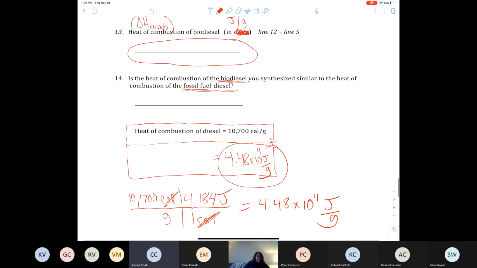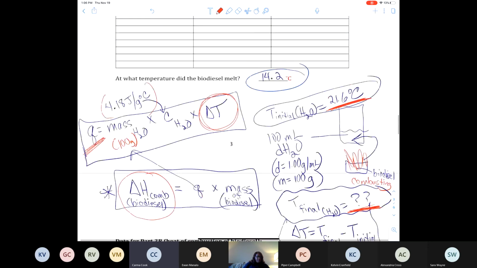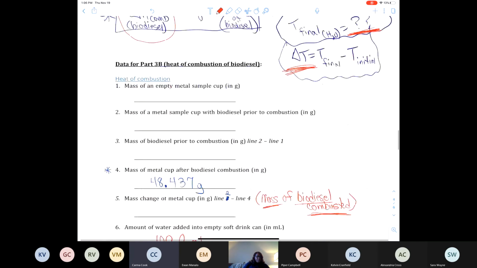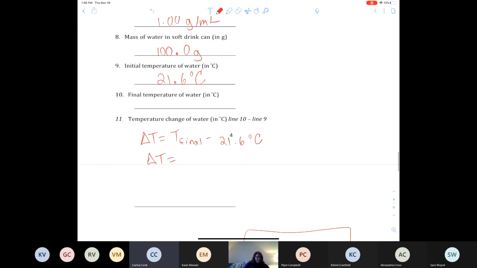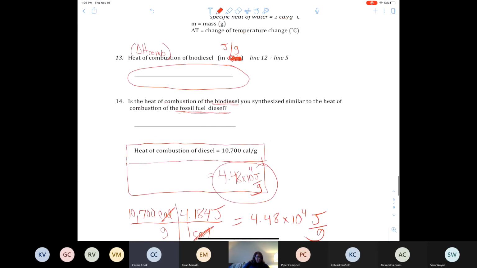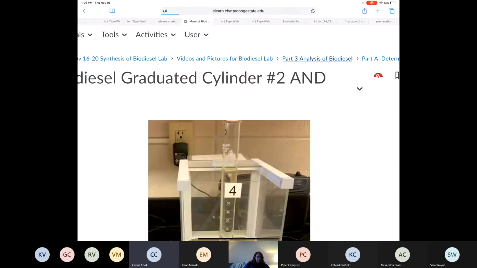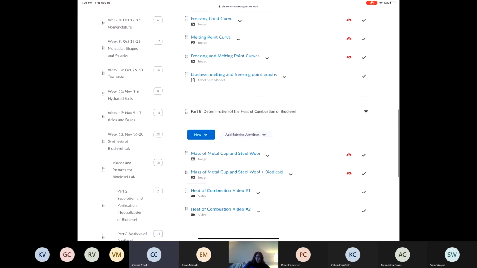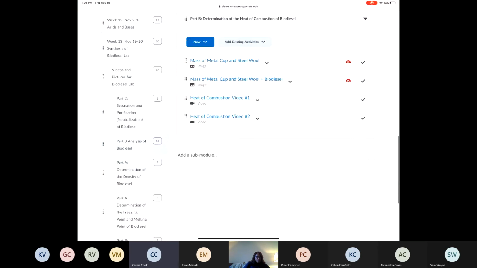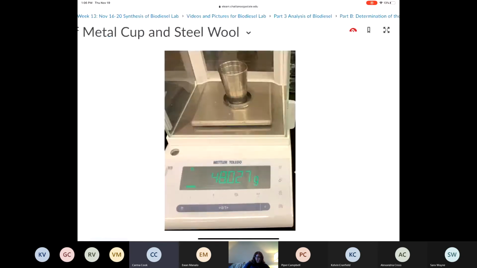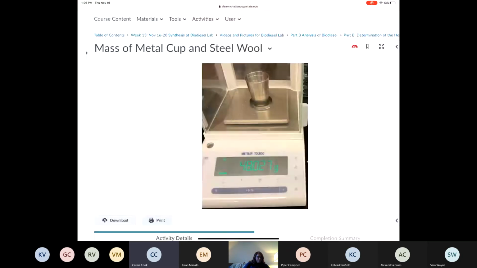So now I've gone over some finer points for the last part. Any questions about the heat of combustion calculations that will be required in this last step? If not, go ahead and go to eLearn and watch the heat of combustion videos. There are 2 of them. There's a video 1 and a video 2. But before you do that, check out the pictures. That's the mass of the empty cup without biodiesel, 48.027 grams.